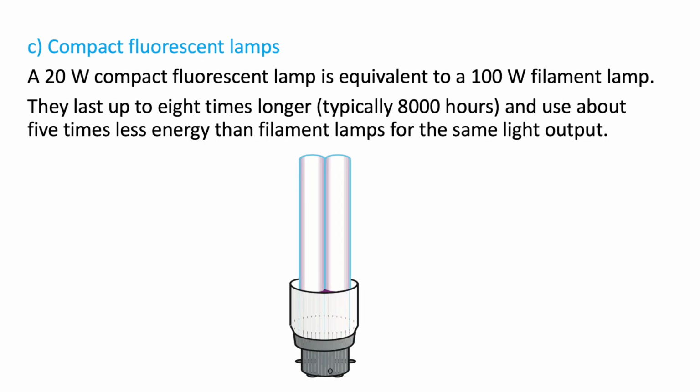Compact fluorescent lamps are modified versions of fluorescent strip lamps. A 20-watt compact fluorescent lamp is equivalent to a 100-watt filament lamp. They last up to 8 times longer, typically 8,000 hours, and use about 5 times less energy than filament lamps for the same light output. In fluorescent strip lamps and compact fluorescent lamps, most of the electrical energy is converted into light energy. That is why it is more efficient than the filament lamp.